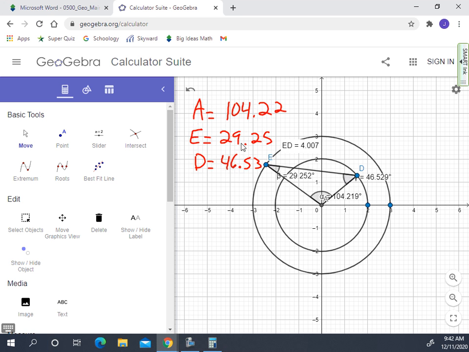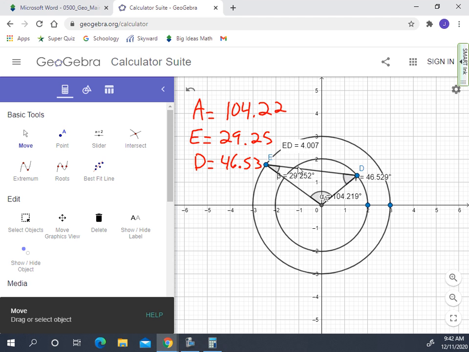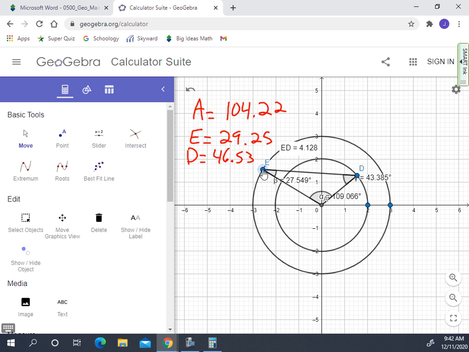So what we're going to do is I'm going to move E. Oh, not that. I want to move E just wherever. I'm going to move it down here. Okay. Now we want ED to be as close to 4 as possible. Right there. That's as close as we're going to get. Okay? Now, what are the main angle measures here? Angle A is 104.017.